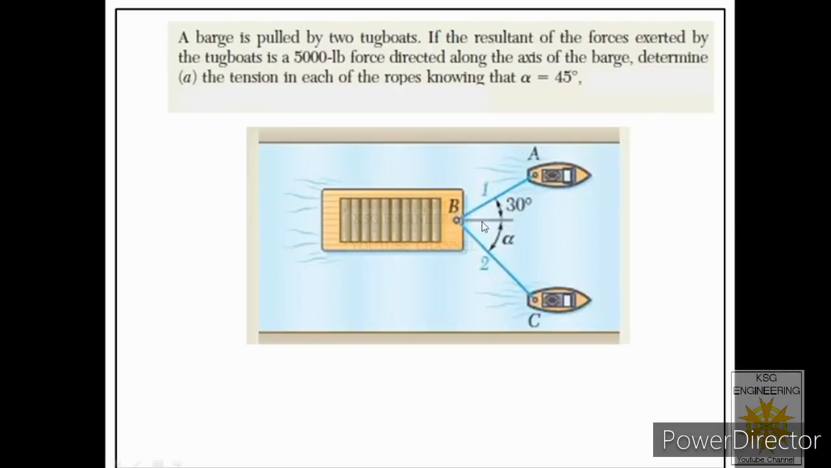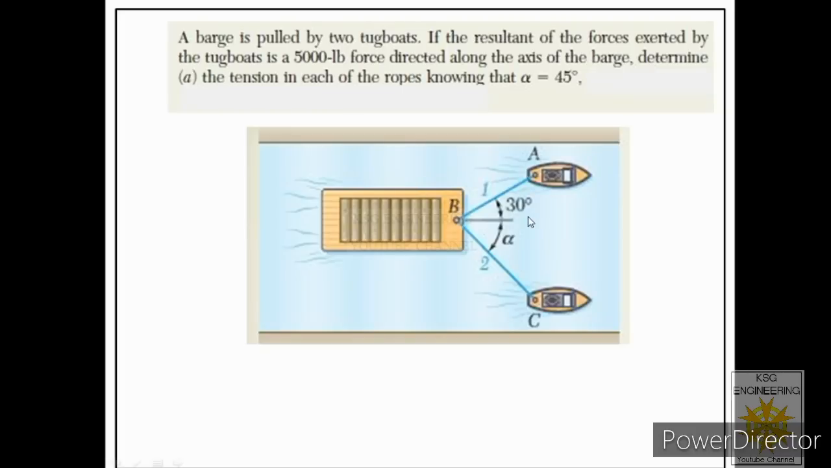Fine. So this is the axis of the barge. The resultant of the tensions in these two ropes is acting along this axis. This is not given in the diagram, it is written in the statement: the resultant of the forces exerted by the tugboats is 5,000-pound force directed along the axis of the barge. So here is the axis. It means that the resultant is acting on this particular axis.